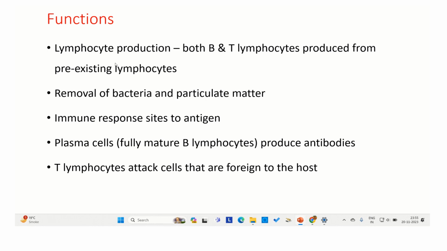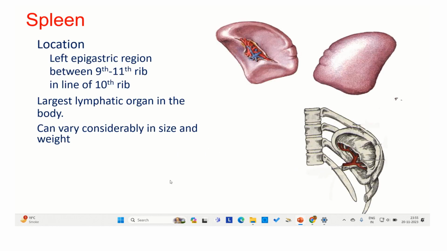Functions: lymphocyte production, both B and T lymphocytes are produced from pre-existing lymphocytes, not from stem cells. Then removal of bacteria and particulate matter, and serving as the site of immune response to antigen. Plasma cells, which are fully mature B lymphocytes, produce antibodies. T lymphocytes attack cells that are foreign to the host.